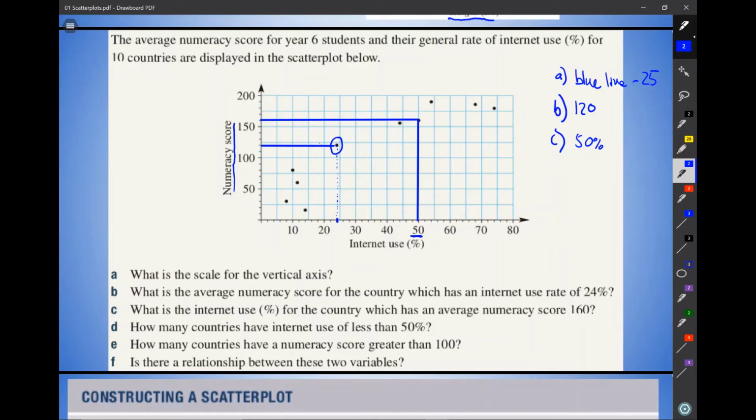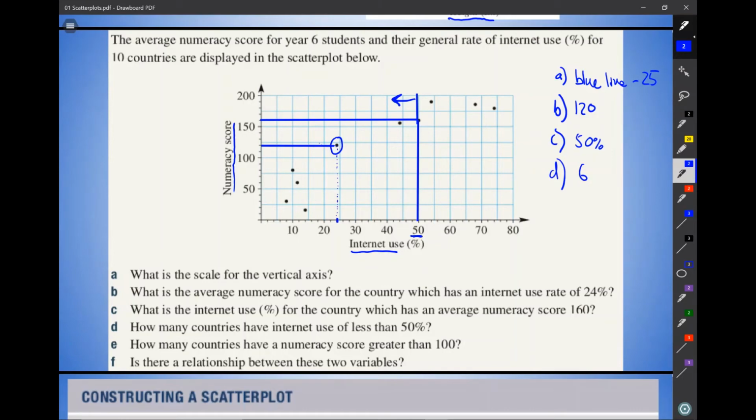Now, how many countries have internet use of less than 50%? That means if we extend this line here at the 50% line, countries that have an internet use of less than 50% all lie on this side of the line. So we just need to count up the dots on this side of the line. 2, 3, 4, 5, 6. There are 6. So that means 6 countries have internet use below 50%.